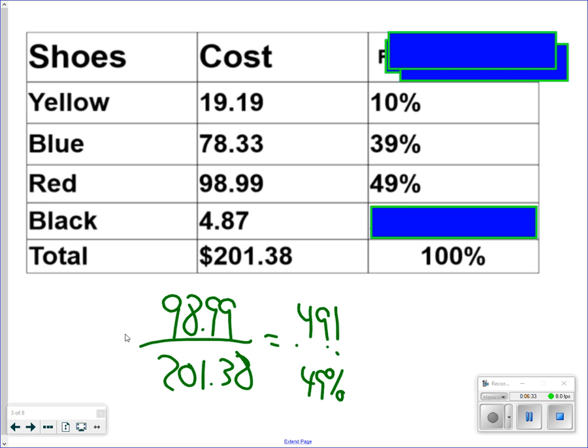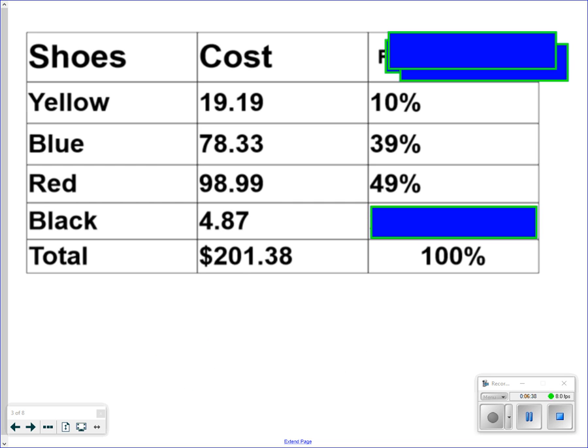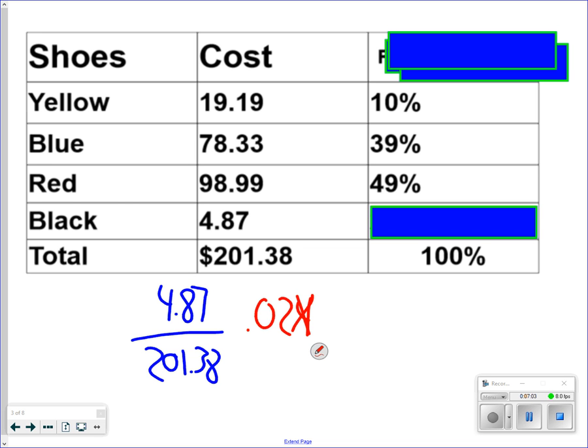This last one, black shoes, were only $4.87. So we're going to have a pretty small number. Let's see how small that number is. So I've got 4.87 over $201.38. Let's do the math here. 4.87 divided by 201.38, and I've got 0.024. This 4 will not cause that 2 to round up, so I'm at 0.02, so my answer should be right around 2%, and it is. That's how you find the percent of a whole.